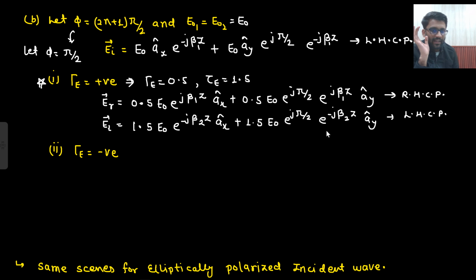Beta is changed, although all these are the same. So beta doesn't matter in wave polarization. Only two things matter. What are those things? The phase difference and the direction of propagation.